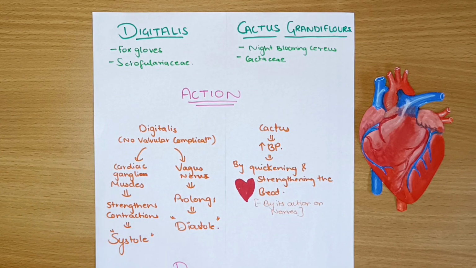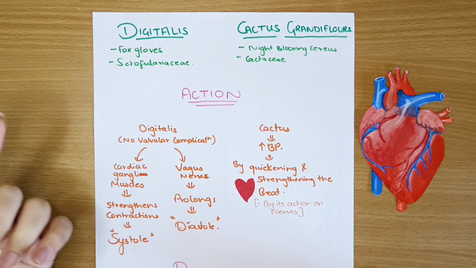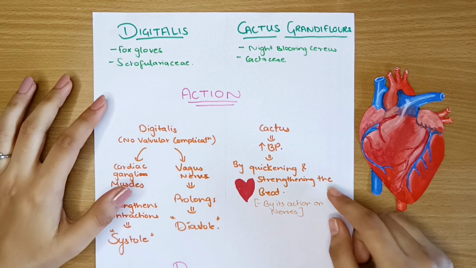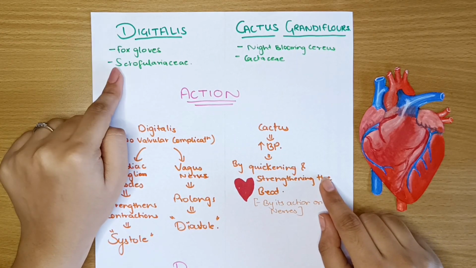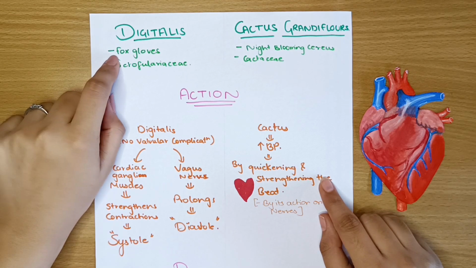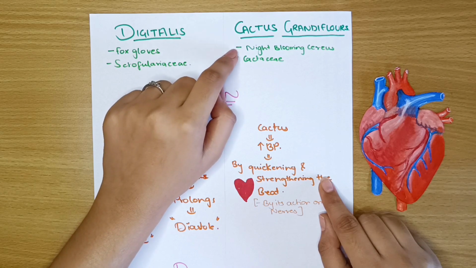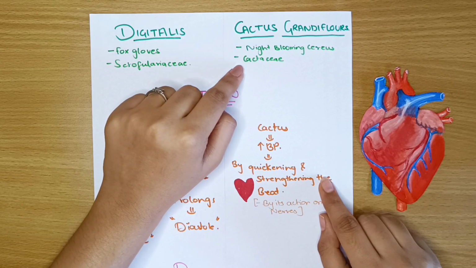Okay, let's start with the differentiation between Digitalis and Cactus grandiflorus. I have taken down these notes from N.M. Chaudhary and Dr. Boericke's Materia Medica. So, firstly, I'll talk about the notes that I have taken down from N.M. Chaudhary, and then we'll go on to Dr. Boericke's Materia Medica. So, the common name and the family name of Digitalis, the first differentiation point that we see is that the common name is foxglove and the family name is Scrophulariaceae. In Cactus grandiflorus, the common name is night blooming cereus and the family name is Cactaceae.